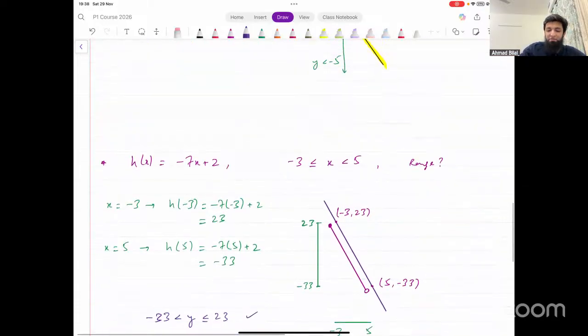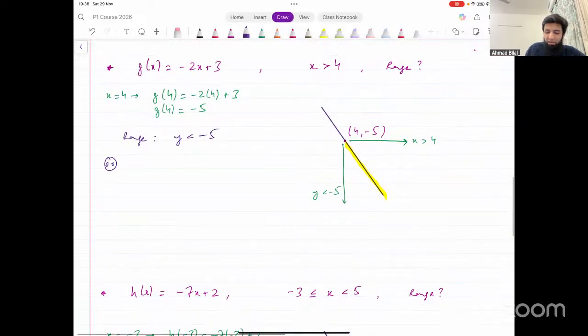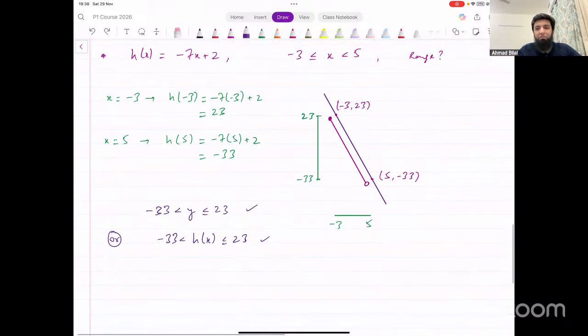In the previous cases as well, you had y less than minus 5. That's the same thing as saying you've got g of x less than minus 5. So this represents the y value of the function, right? So both of them are going to be fine. You can use function notation. You can also use y in place of that.